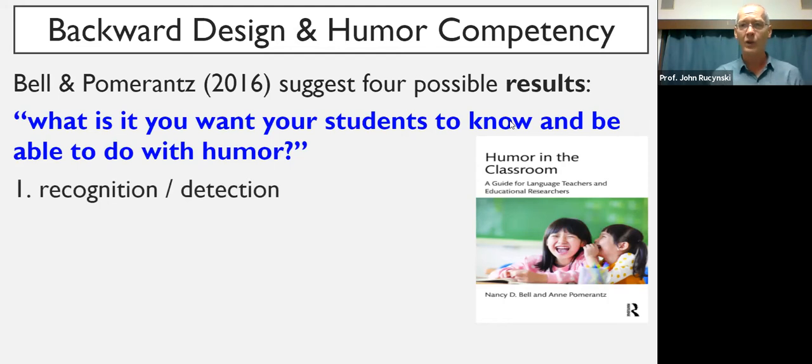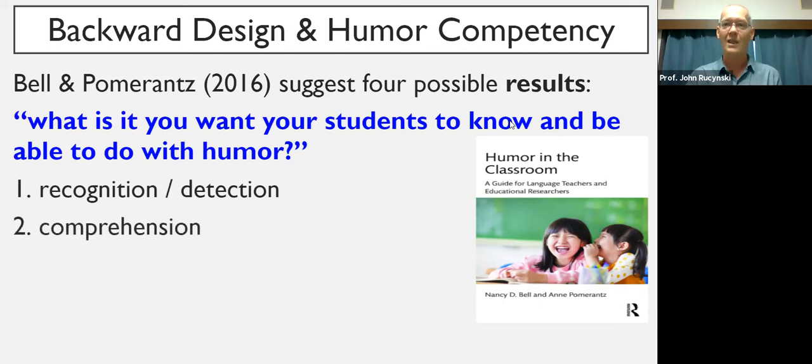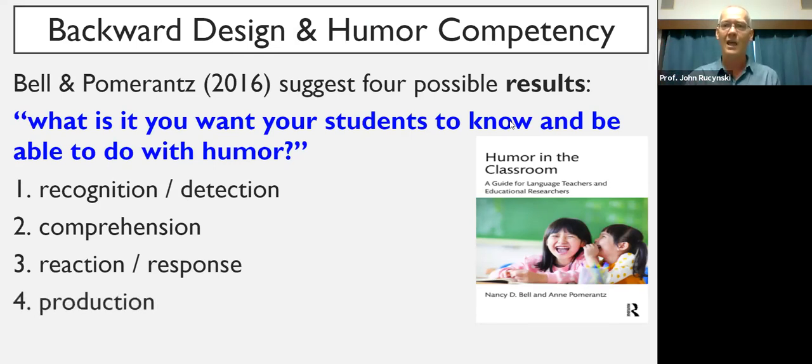And one step, as some people said, just recognition or detection seems very obvious. But again, if it's in an L2, or even the L1, we don't always know when someone is joking. And then after that is the comprehension. You may know it's a joke, but you still don't understand it. And then as someone wrote, a reaction or response. So if someone's trying to be humorous with you, do you make a joke in return? Do you show appreciation? And then finally, production. So be able to produce your own humor in the L2.